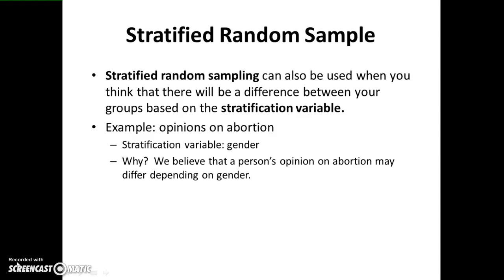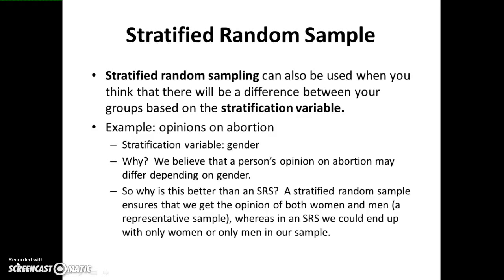Why did I select this as my stratification variable? Because I believe that a person's opinion on abortion may differ depending on their gender. I think possibly that women are more likely to think abortion is okay and men are not, and so I am going to split up my groups according to men and women. So why is a stratified sample better than an SRS? Because this stratified random sample ensures that we get the opinions of both men and women in our sample, whereas if we were just doing an SRS, we could end up with just men or just women in our sample.